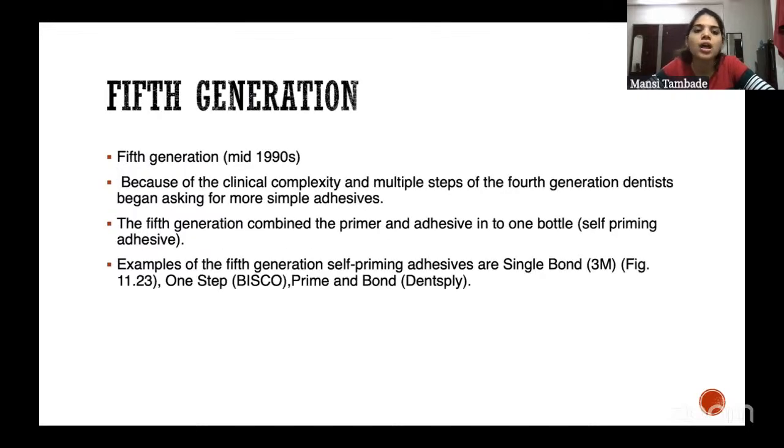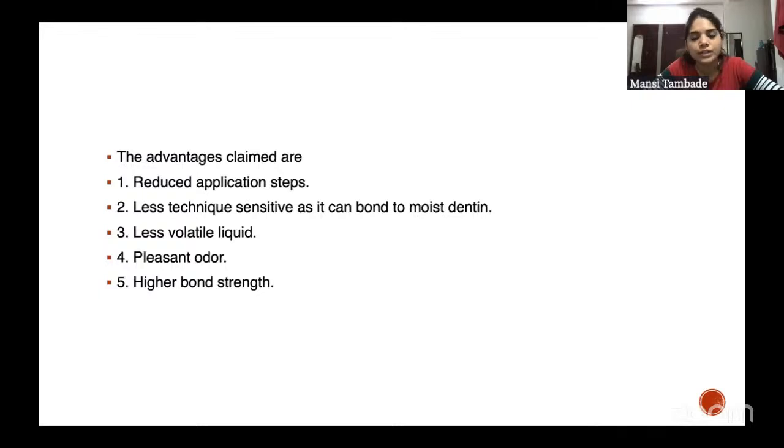5th generation, it was used because of the clinical complexity and multiple steps of the 4th generation, so dentists began asking for simpler adhesives. The 5th generation combined the primer and adhesive into one bottle, a self-priming adhesive. The examples are Single Bond, One Step, Prime and Bond. The advantages are it reduces application steps definitely as compared to the 4th generation, it is less technique sensitive as it can bond to moist dentine, has less volatile liquid, pleasant odor, and higher bond strength as compared to that of the 4th generation.